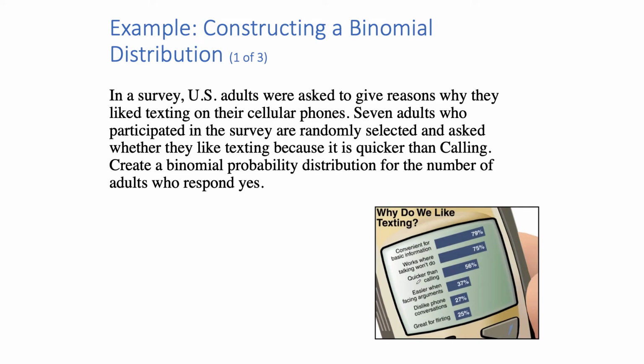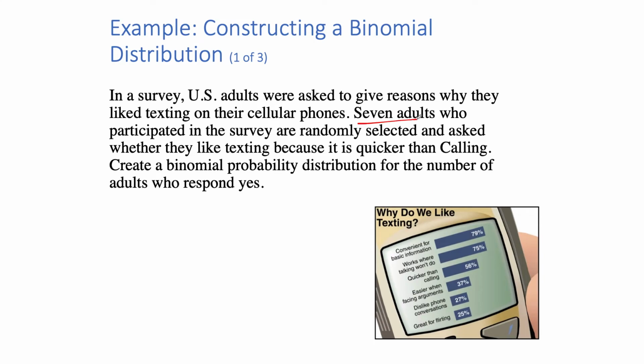So we took a survey of US adults, right? We are surveying US adults, and we asked them to give reasons why they like texting on their cell phones. Okay. So here's the information that we have. They said convenient for basic information, works where talking won't do, quicker than calling. But this is basically the distribution of the responses.